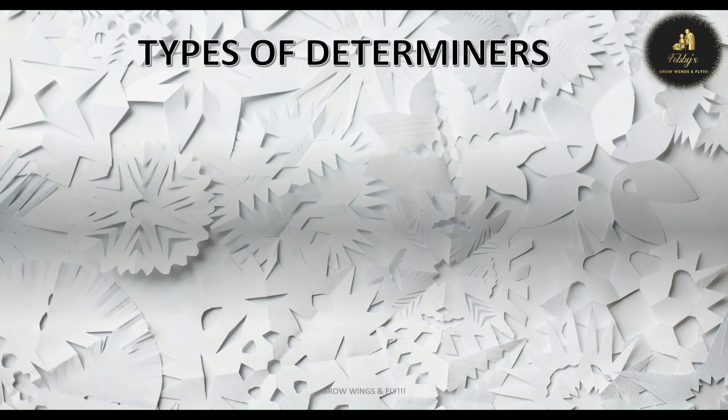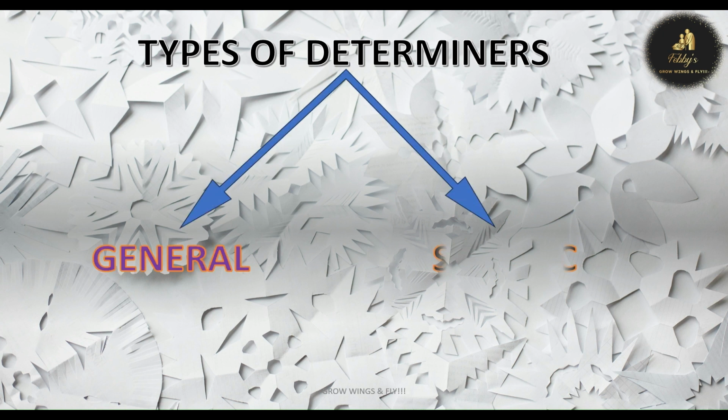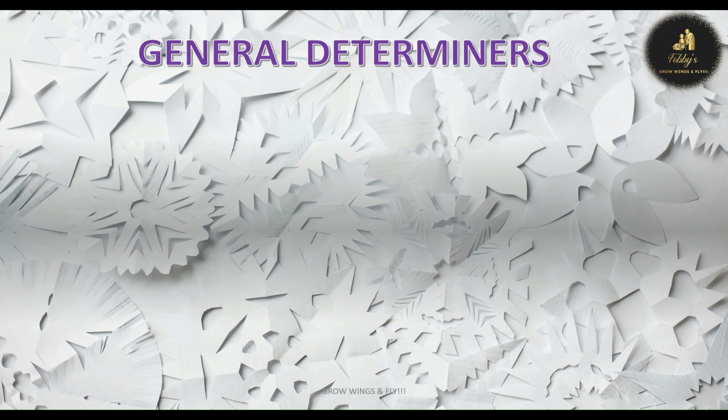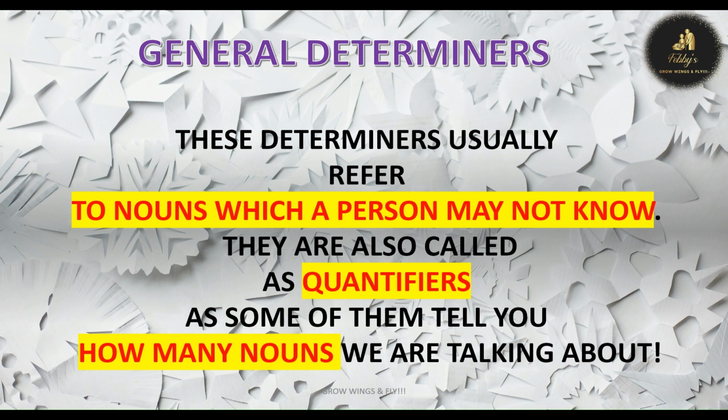We can broadly classify determiners into 2. 1. General determiners. And 2. Specific determiners. What are general determiners? These determiners usually refer to nouns which a person may not know. They are also called quantifiers, as some of them tell you how many nouns we are talking about.